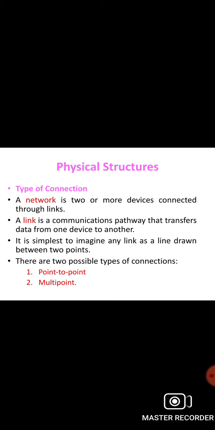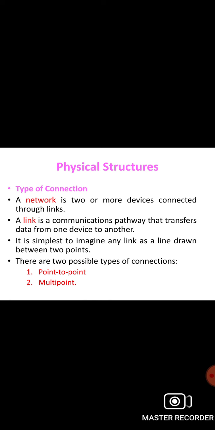A link is a communication pathway that transfers data from one device to another. For visualization purposes, it is simplest to imagine any link as a line drawn between 2 points. For communication to occur, two devices must be connected in some way to the same link at the same time.